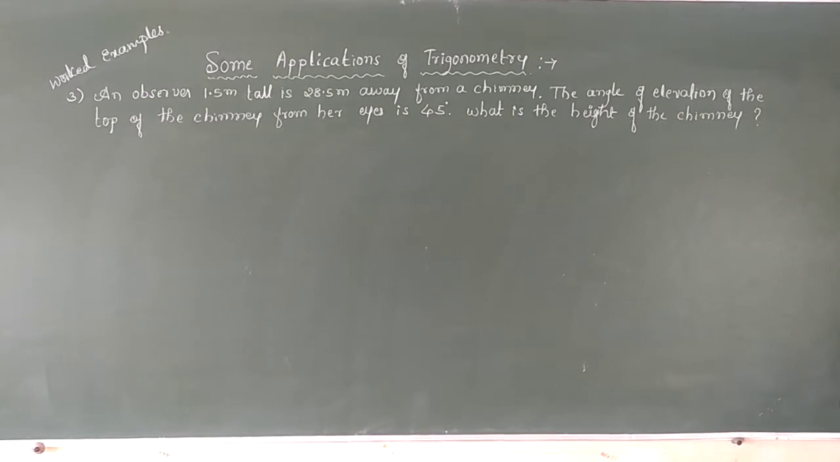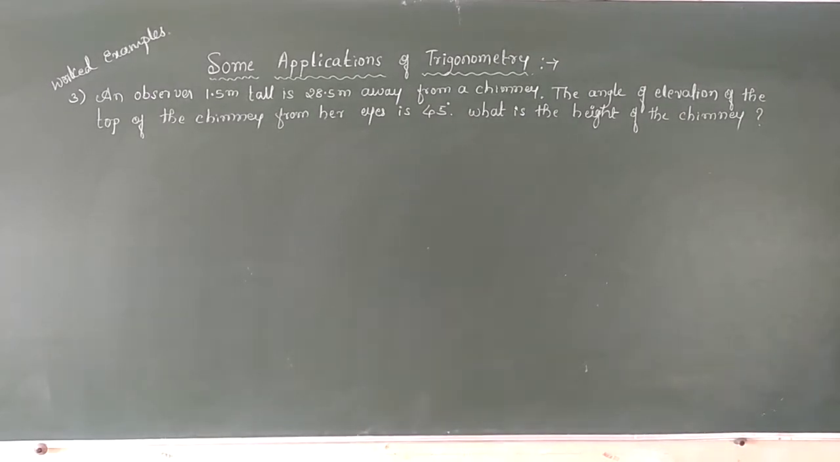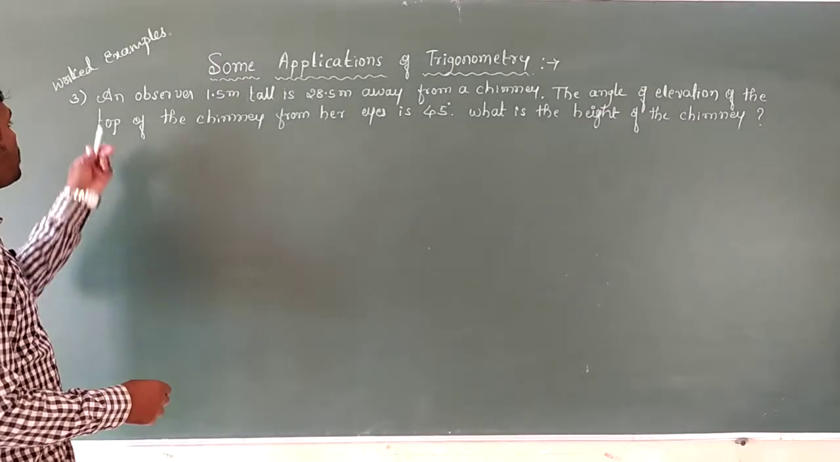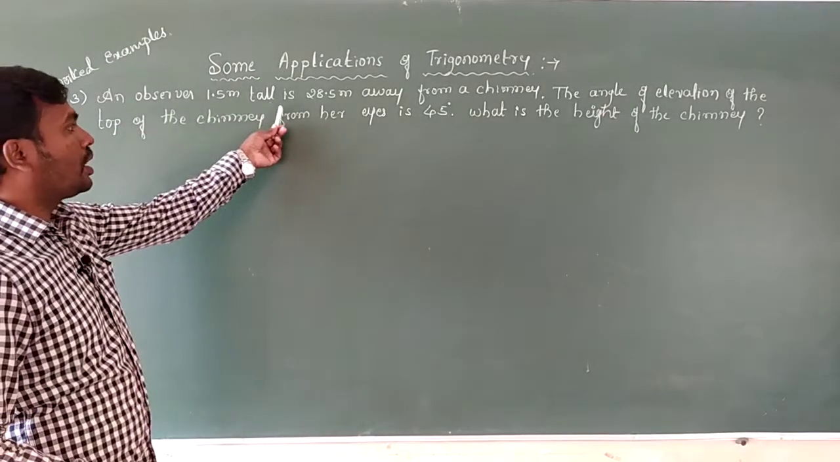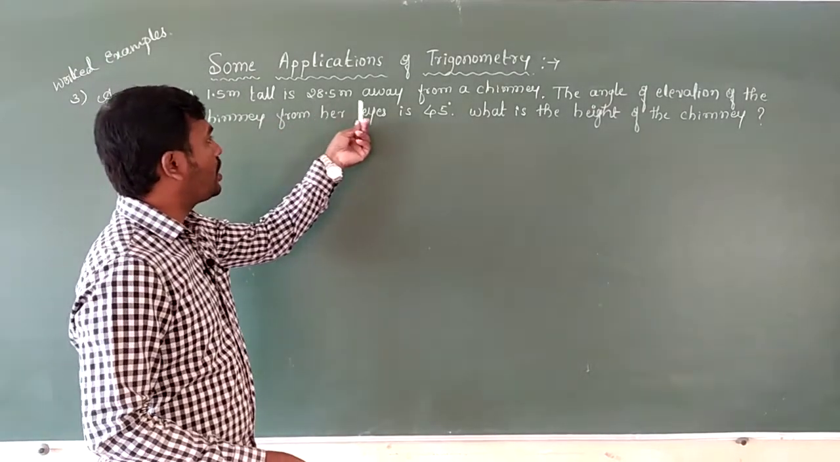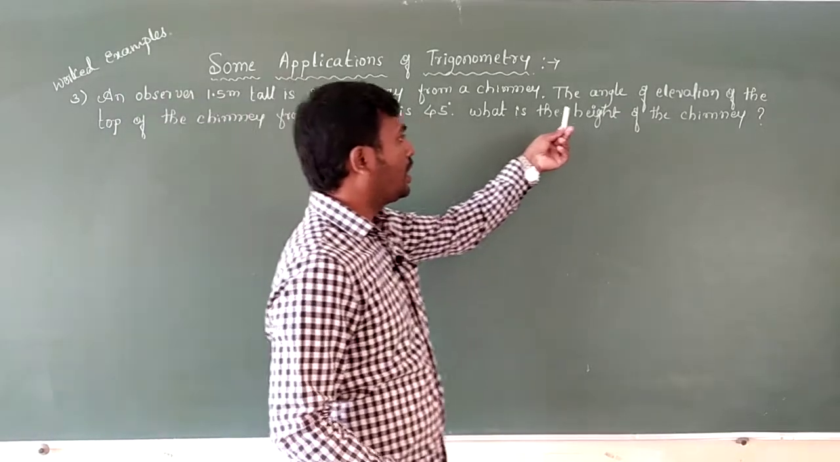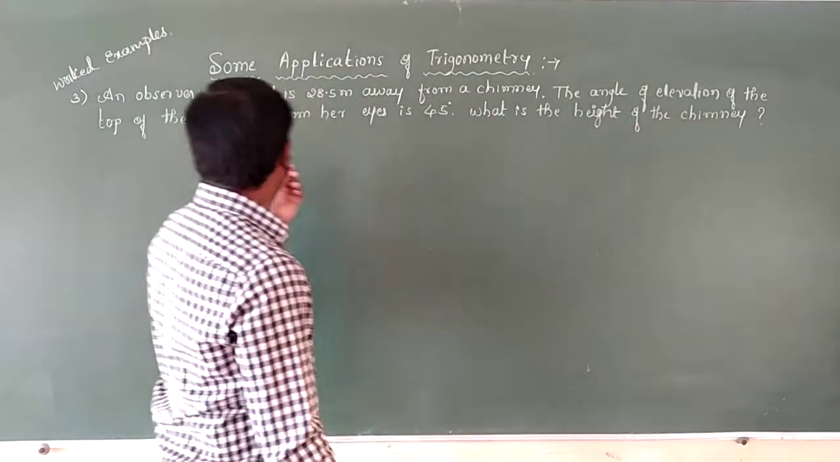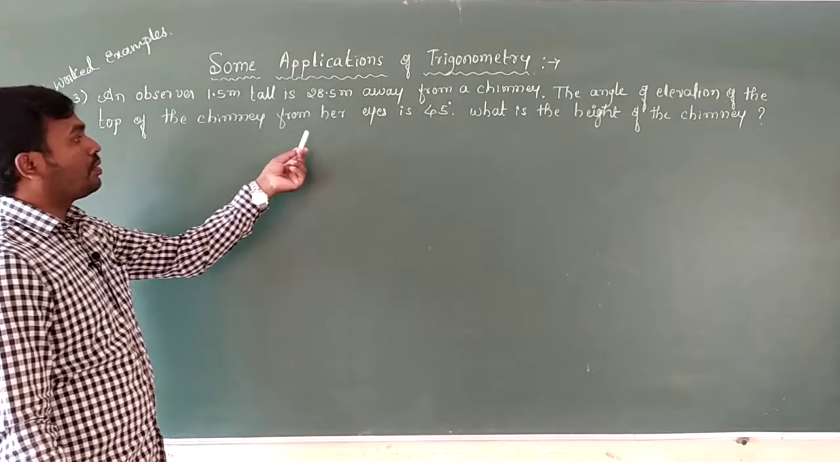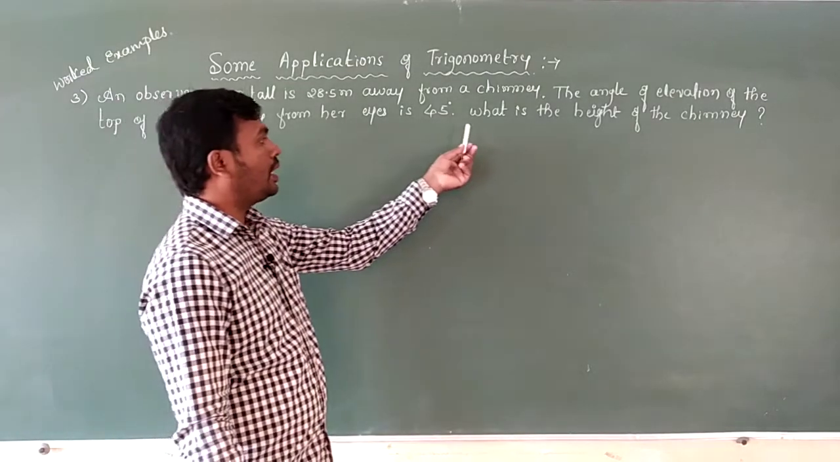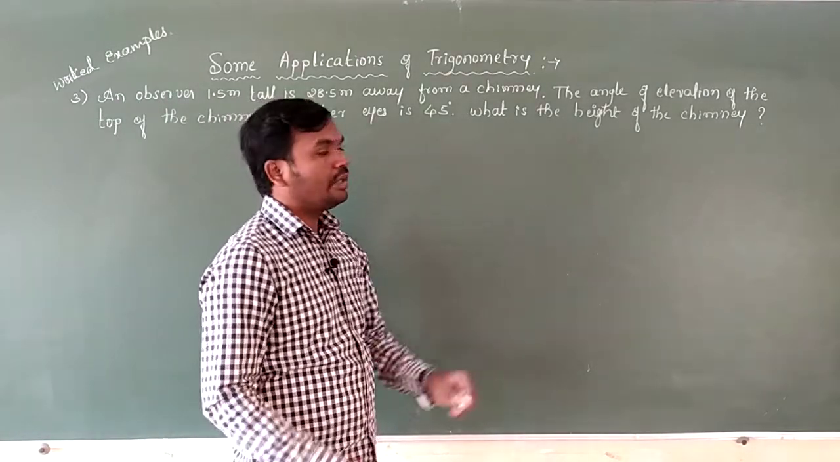Okay children, let us discuss the next problems. Worked example, problem number 3. An observer 1.5 meter tall is 28.5 meter away from a chimney. The angle of elevation of the top of the chimney from her eyes is 45 degree. What is the height of the chimney?